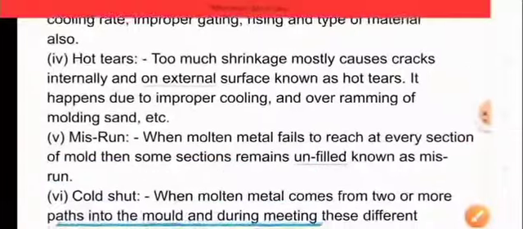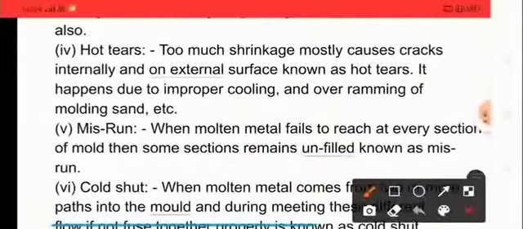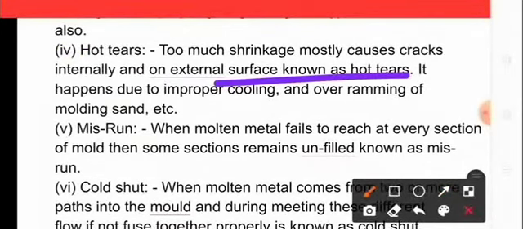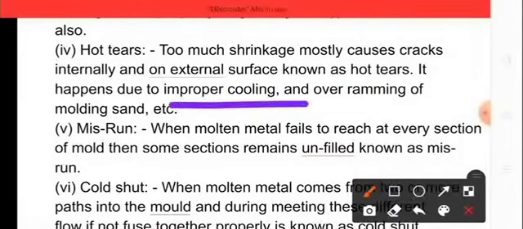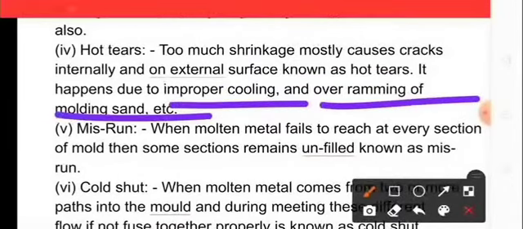The fourth defect is hot tear. Hot tear occurs due to too much shrinkage, mostly causing cracks on the internal or external surface, known as hot tear. It happens due to improper cooling and over-ramming of molding sand.